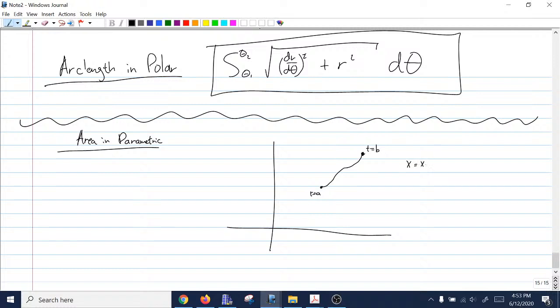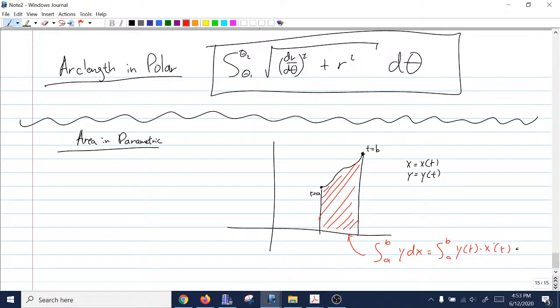Here I have x equals x of t, y equals y of t. There's some x-coordinate function and y-coordinate function going on. If I wanted the area between the curve and the x-axis, let's call this the red area. This area is going to be the integral from a to b of y dx, which means here the integral from a to b of y of t times x prime of t dt. That dx becomes dx/dt dt.